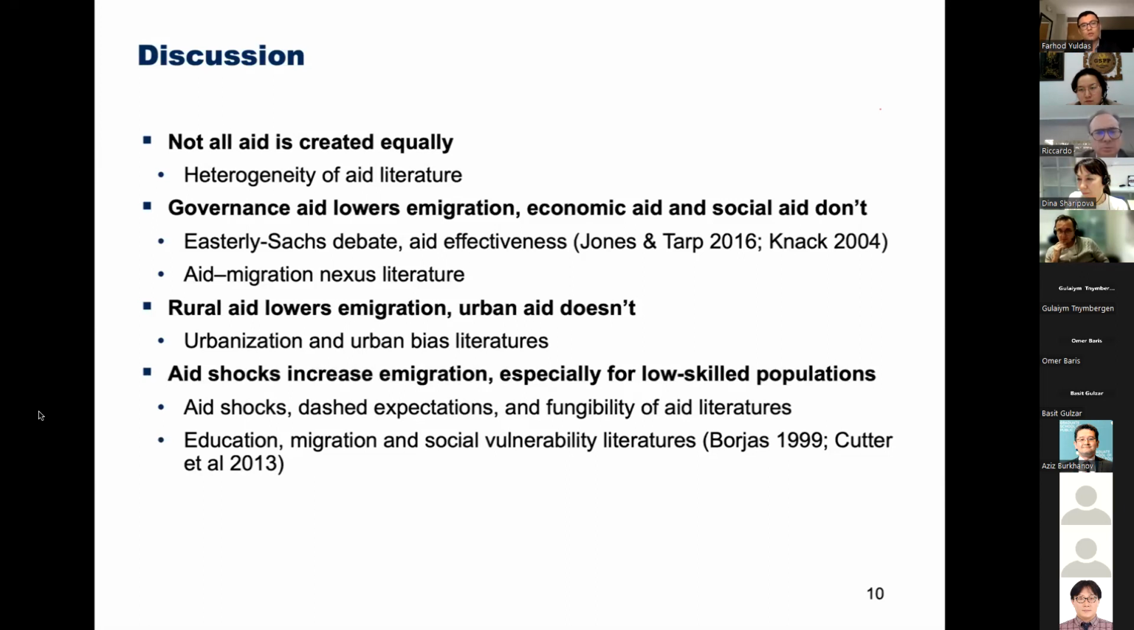And then in terms of aid shocks, again, the biggest literature that provides support for this type of argument is the fungibility of aid literature, where, anticipating that foreign aid is coming, governments tend to take funding away from social spending. And this is the fungibility of aid, right? And when aid stops, all of a sudden that's when they cut public spending, which then affects especially the most vulnerable people in society.